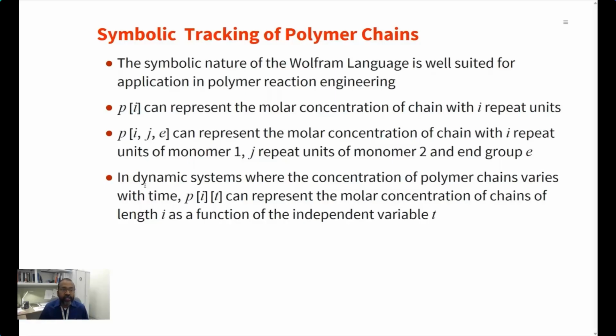An extension of this is P of I, J, E, which can represent the molar concentration of chains with I repeat units of monomer 1, J repeat units of monomer 2, and end group E. Finally, in dynamic or unsteady systems, the concentration of polymer chains varies with time, and P of I of T can represent the molar concentration of chains as a function of chain length I and as a function of the independent variable time.